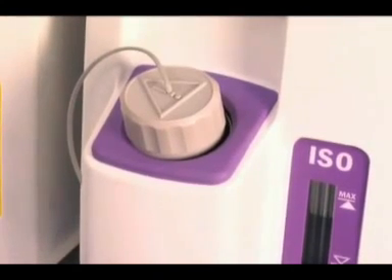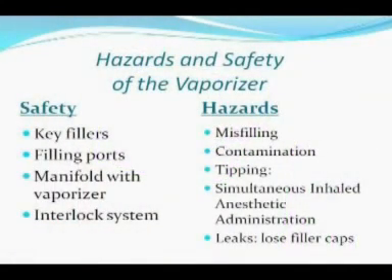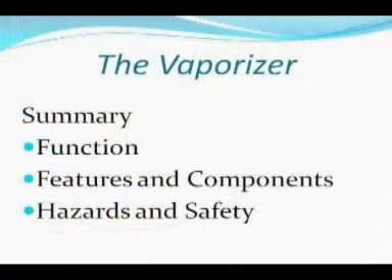Safety features. Safety features of the vaporizer include specific agent key fillers, low filling ports, a manifold which secures the vaporizer, and an interlock system which only allows one agent to be utilized at a time. This concludes the vaporizer module. In summary, we discussed the function, features, hazards, and safety of the vaporizer.